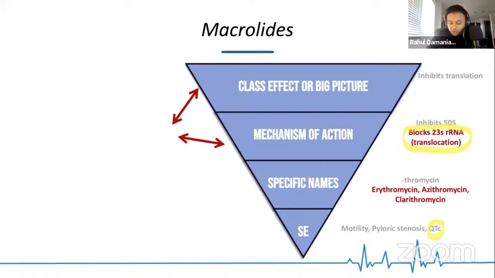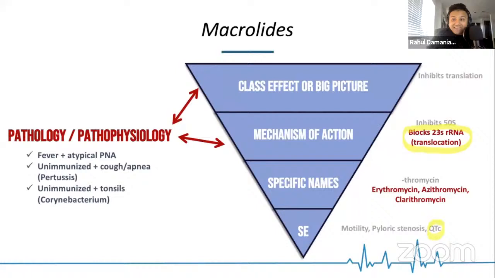What we also have to recognize is that macrolides are good for these type of vignettes. Fever plus an atypical pneumonia. Remember, we talked about mycoplasma and we use azithromycin for the mycoplasma infections. A patient who is unimmunized but then has, you're going to be thinking about Bordetella pertussis. And remember, Bordetella pertussis is a bacteria that causes a lymphocytosis. I think you need to know that. And then finally, you're going to be thinking about using macrolides in patients who have diphtheria infections.